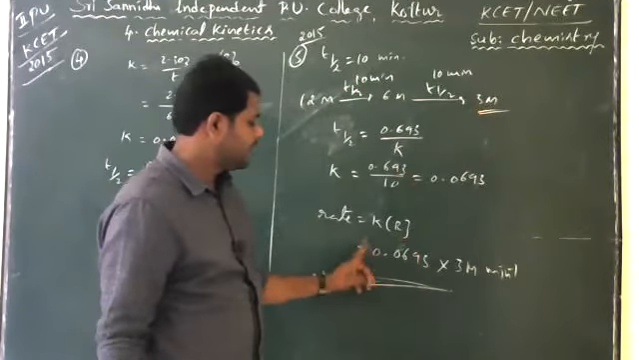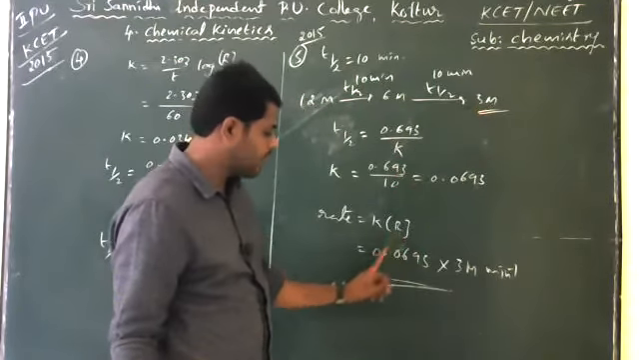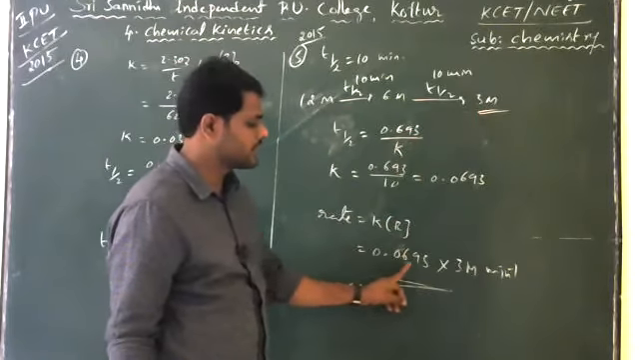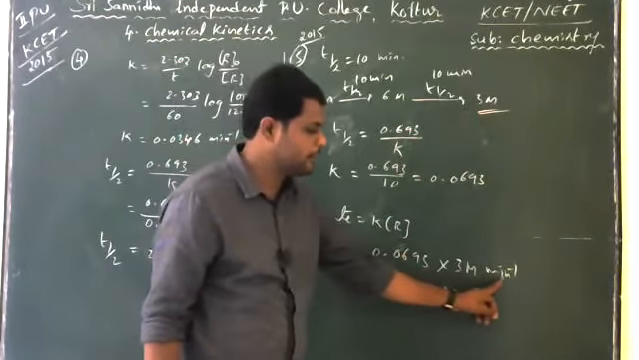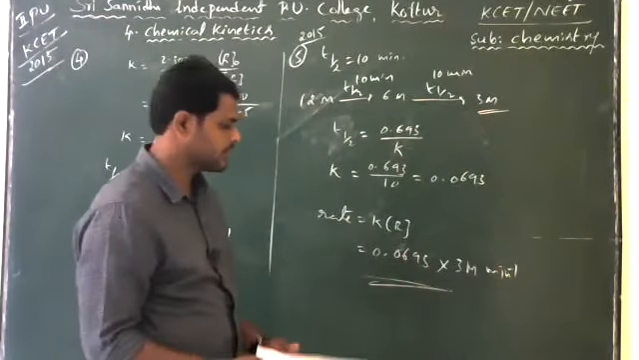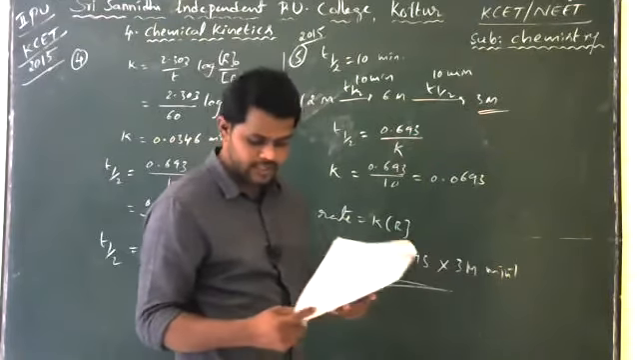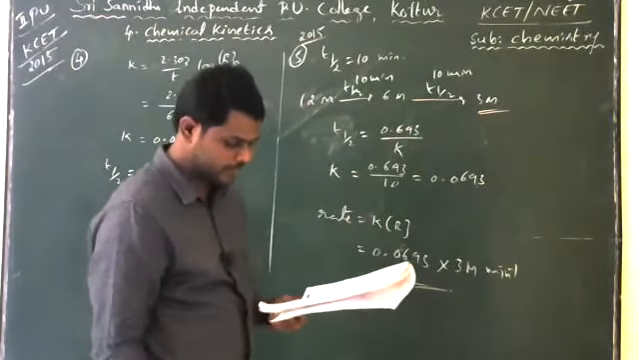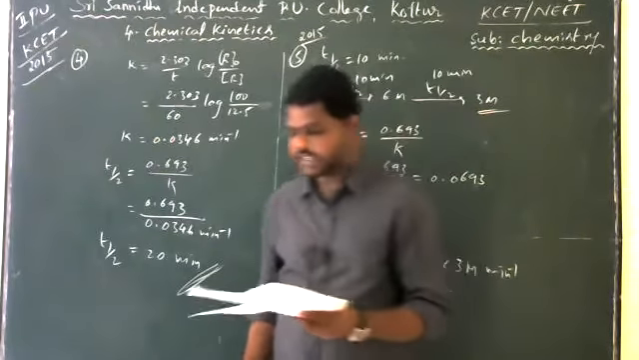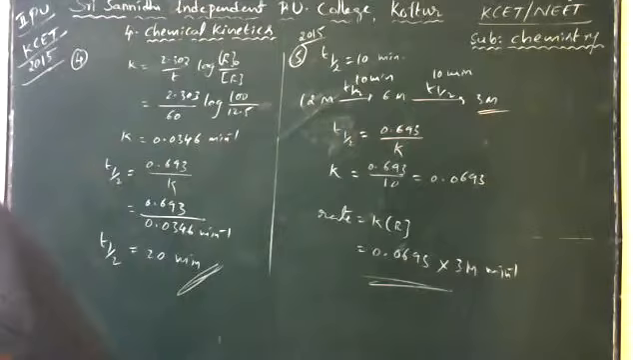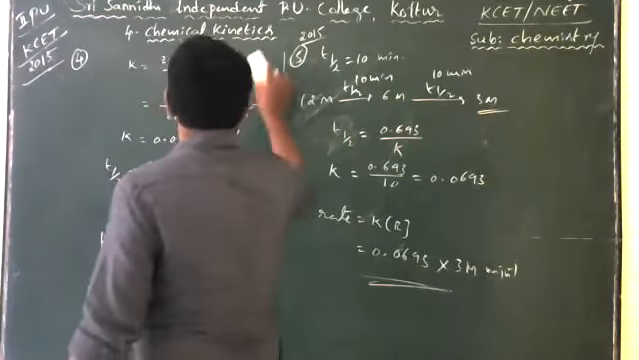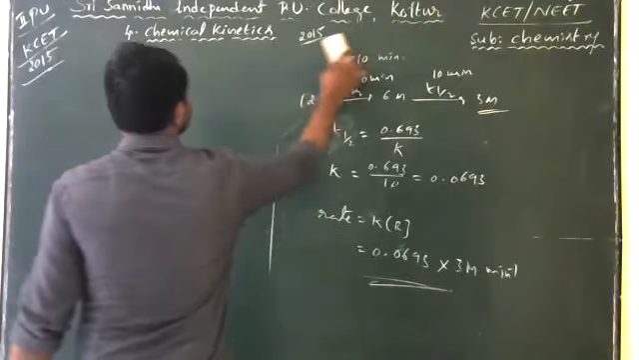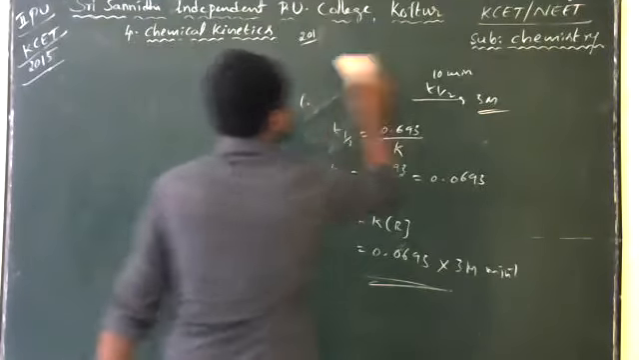That's why rate is equal to K into concentration of R. That means we have to find it at 3 m concentration, which is 0.0693 into 3 m per minute, which is the answer. Option D is 0.0693 into 3 m per minute. Next we have to go with the KCL 2016.